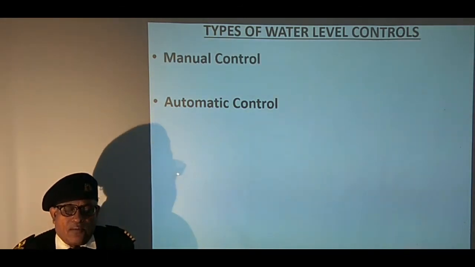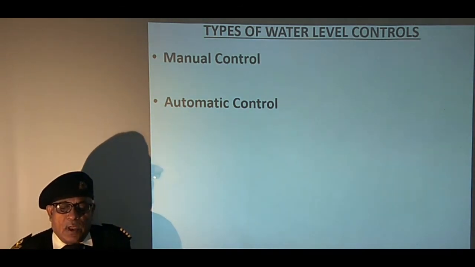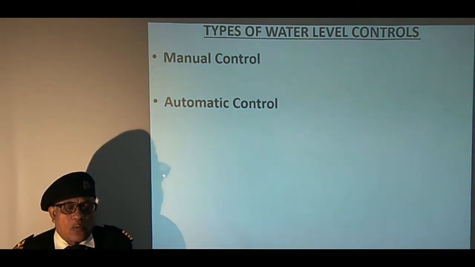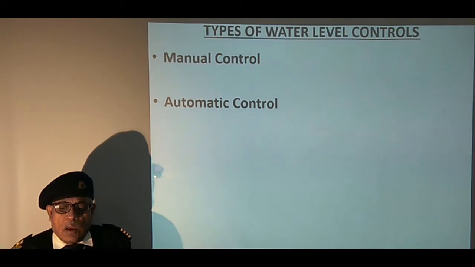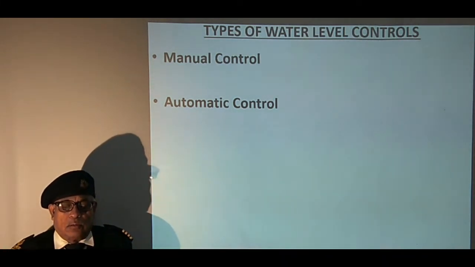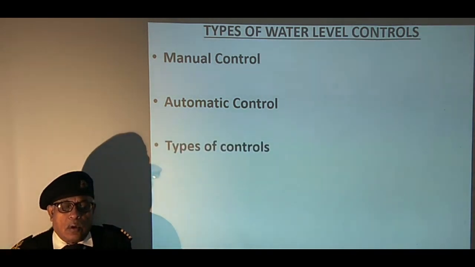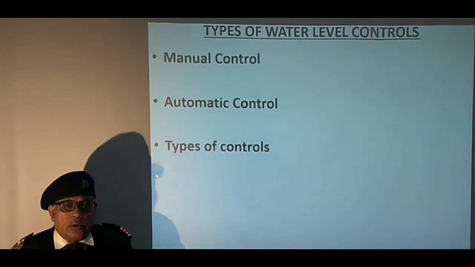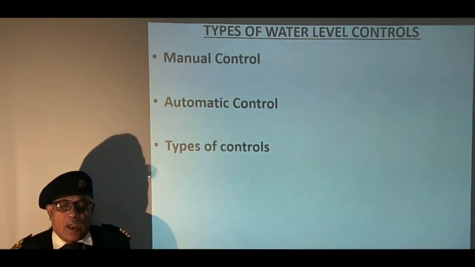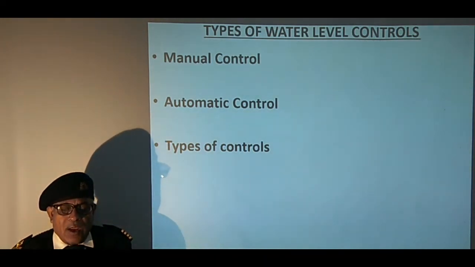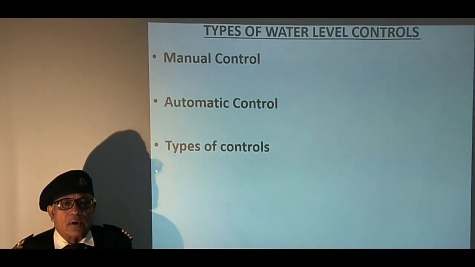With the development of automation on ships, water level control gradually changed from manual to automatic. However, in case of trouble with the automation, the manual control is carried out until automation is restored. Both manual and automatic controls can be either on-off type or of continuous control type.